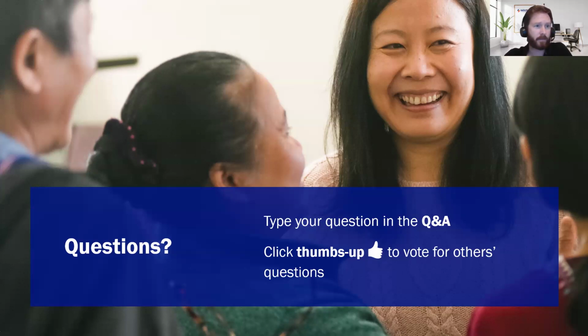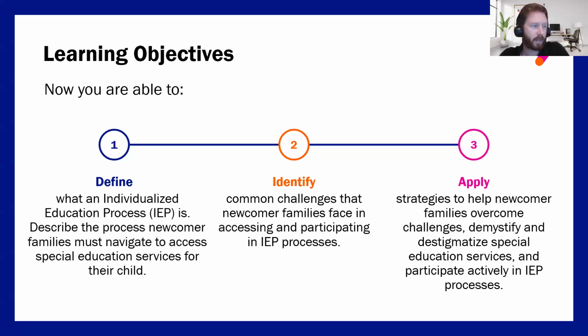Wonderful. Well, I think that's probably all the time we have for questions, and we can go ahead and move on to our conclusion. So today we have learned the following objectives. Now you're able to define what an individual education process is, and describe the process newcomer families must navigate to access special education services for their child. You're now also able to identify common challenges that newcomer families face in accessing and participating in IEP processes. And finally, you're able to apply strategies to help newcomer families overcome challenges, demystify and destigmatize special education services, and participate actively in IEP processes.